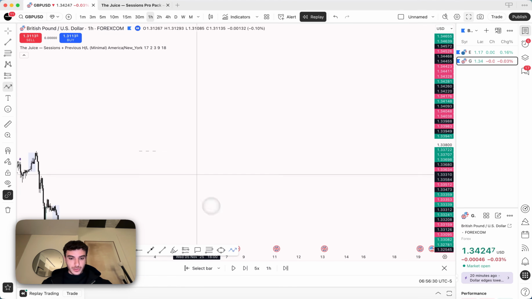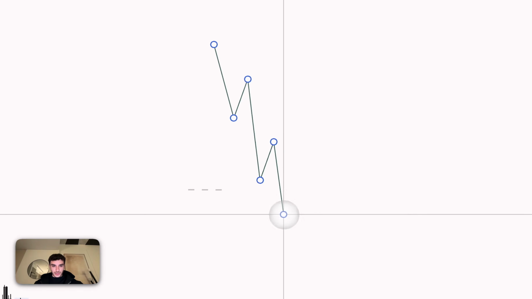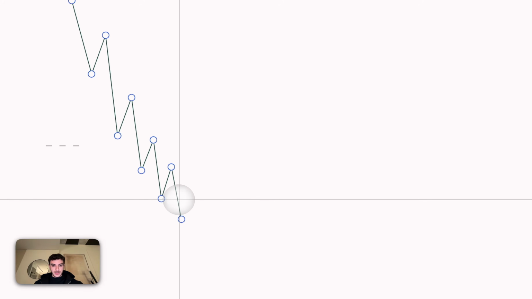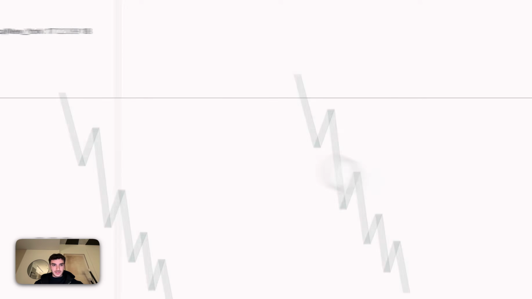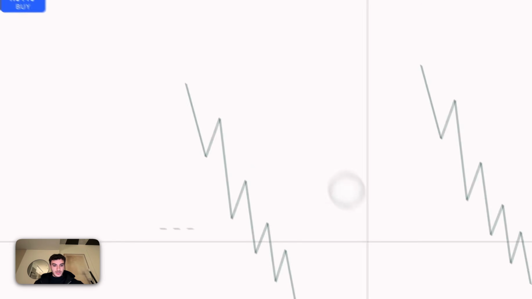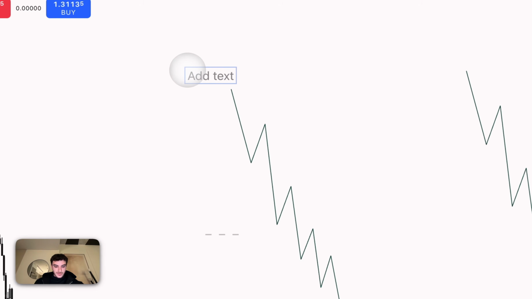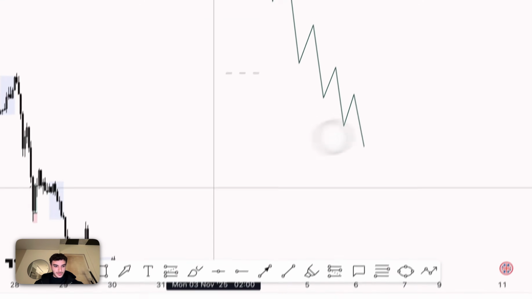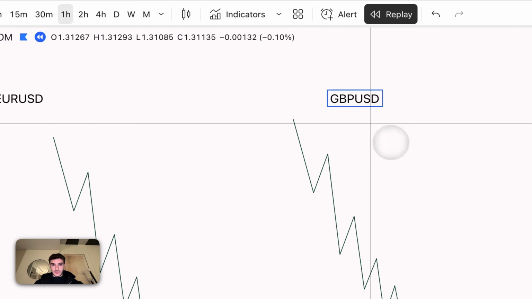So without further ado, I'm just going to go through normal market structure, and I'll say that we have lower highs and lower lows being created. Let's say that this is the Euro USD, and this is the GBP USD. If you feel like you're going to get lost between the two, we'll have Euro USD over here, and GBP USD over here.